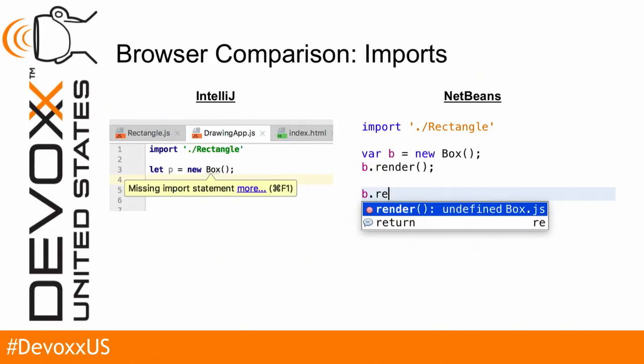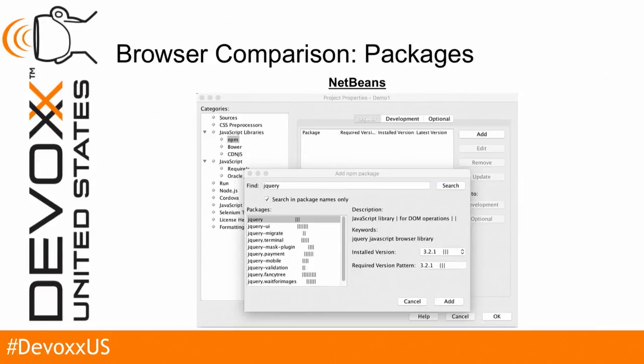IntelliJ doesn't actually flag it as a problem that you haven't included it, but when you go to try to use a method, it says, well, it's undefined. I know that it's in box.js, but it's undefined in this file, right? So it's definitely scanning the entire project. It just hasn't tied it back into the import logic. So I don't know whether that's intentional or one of the other frameworks supports that.